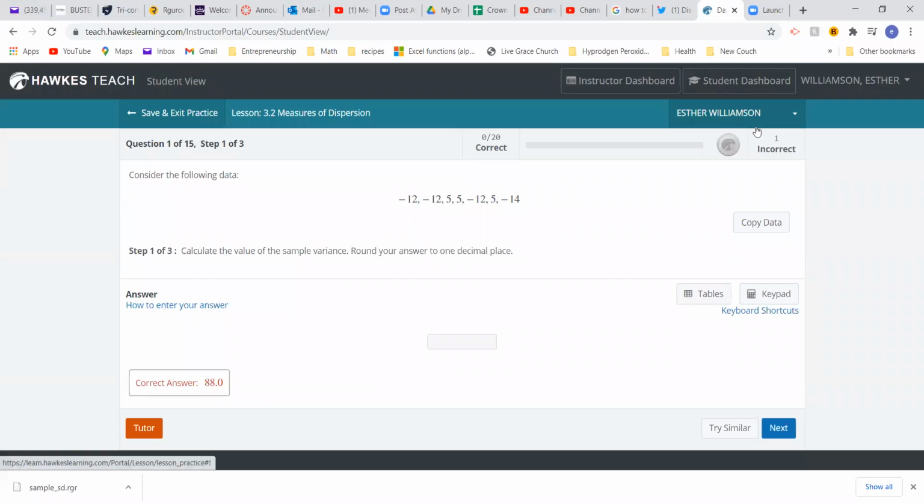Okay, I'm going to be working some problems for you from section 5.2. I'm sorry, 3.2. So the first question here is how to find the sample variance. You can use the formula, and I use tutor. The correct answer is 88, but I'm going to show you how to do this in RGuru.